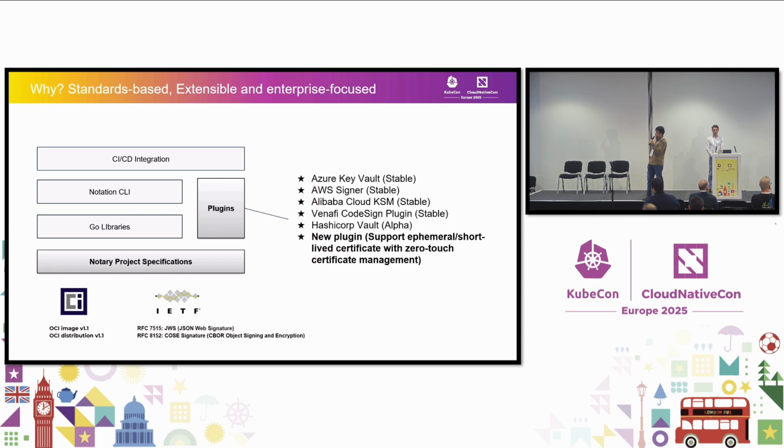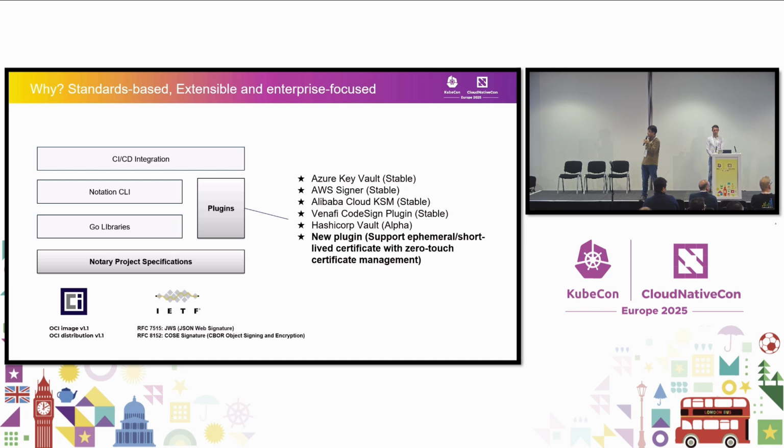From the plugin side, we have plugins from major cloud providers, such as Azure Key Vault, AWS Signer, and also Alibaba Cloud. And we also have some other plugins by some vendors. And we have a HashiCorp Vault plugin. Currently, it is in alpha state. So anyone is welcome to contribute to this plugin. And we are also working on a new plugin.